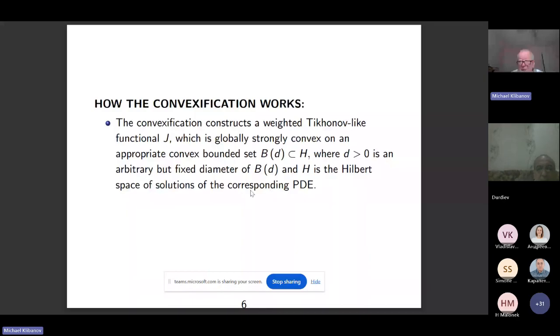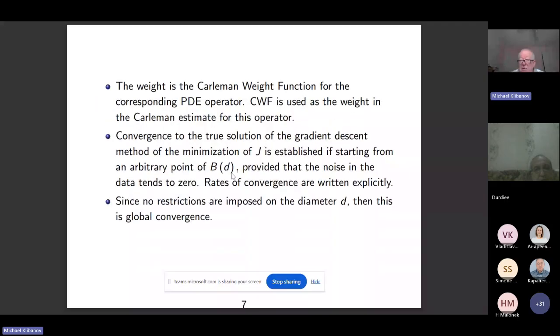Any number. So then, if I have B of D, then I can choose such a parameter lambda of the functional J that it is strongly convex on this B of D, and this is it. This is done by Carleman functions. As soon as it's done, I prove global convergence of the gradient descent method if starting from any arbitrary point of B of D, and rates of convergence are written explicitly.